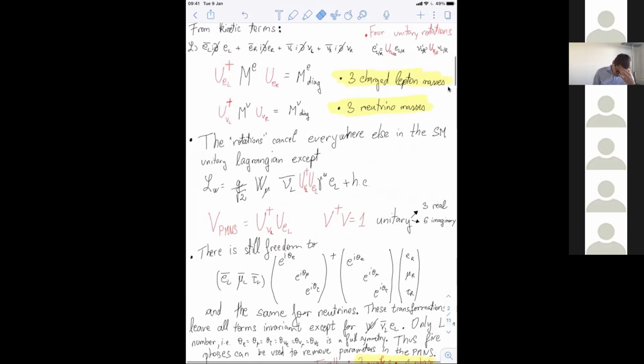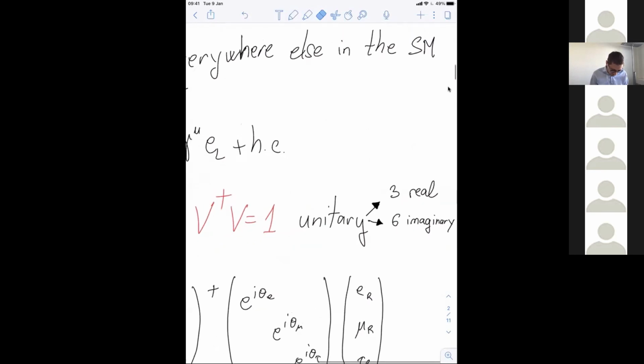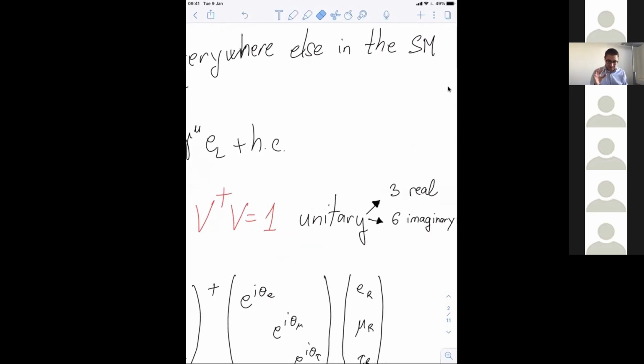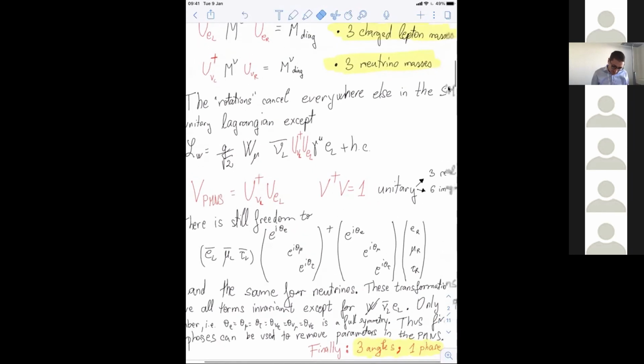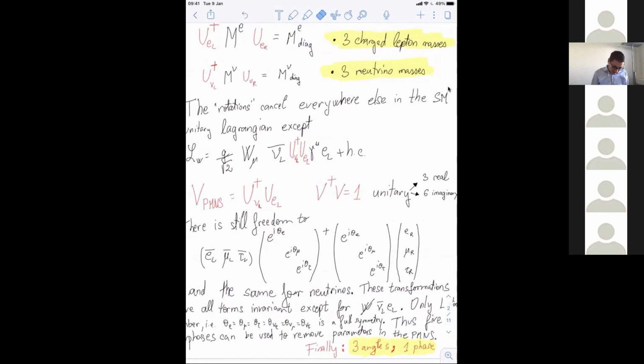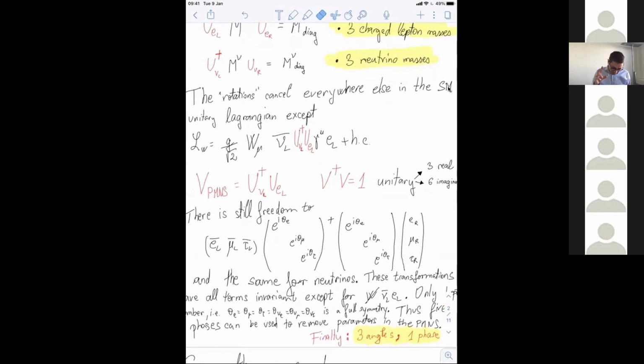A 3 by 3 unitary matrix has 9 parameters: 3 of them real and 6 imaginary. You can think of the real degrees of freedom as an orthogonal matrix in 3 dimensions, so 3 rotation angles, and there are an additional 6 phases. So you have 3 angles and 6 phases in a unitary matrix. However, not all of these phases are physical in this specific example. There is still freedom to do some phase rotations.